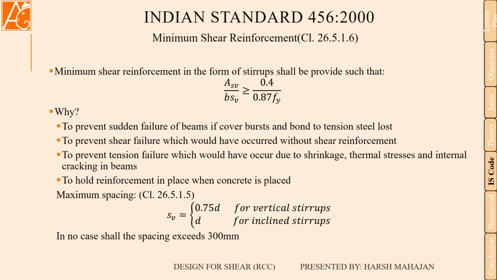So clause number 26.5.1.5 gives sv equals 0.75d for vertical and d for inclined stirrups, and the spacing should not exceed 300 mm. So we understand that minimum shear reinforcement is given for these purposes.